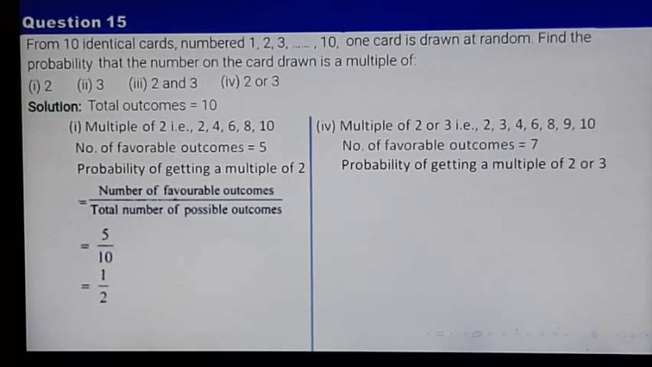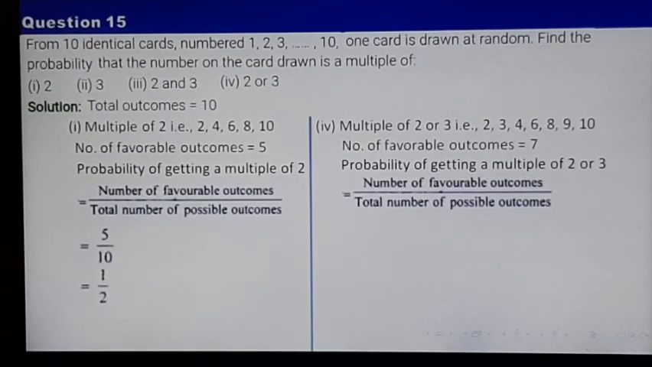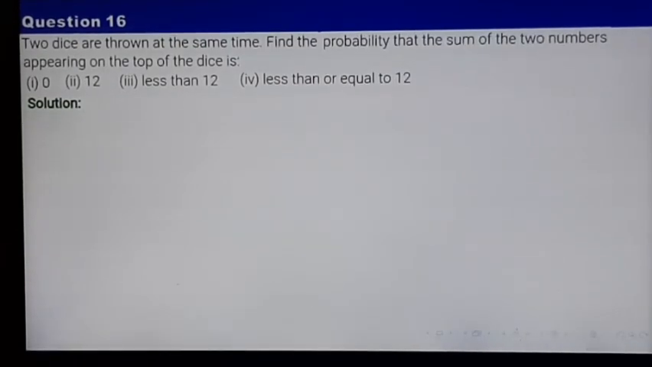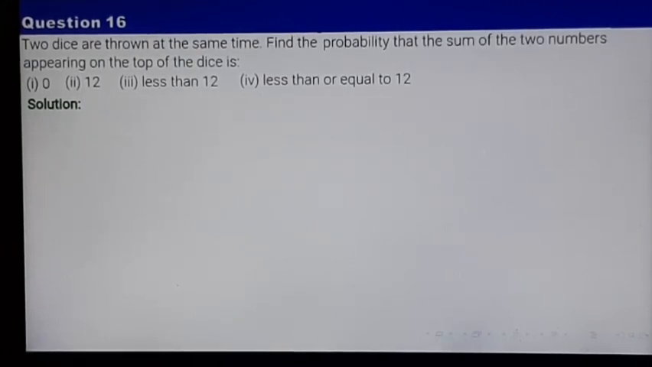Okay, so using the formula, the probability of getting a multiple of 2 or 3 will be 7 upon 10. So pause the video to note this down. Now let's move on to the last question for the day, because there are 2 homeworks which I have given you, that is 17 and 18. So with that we close the chapter.